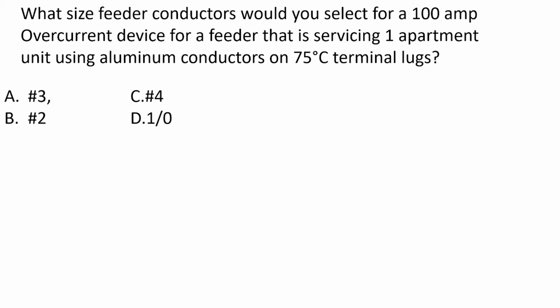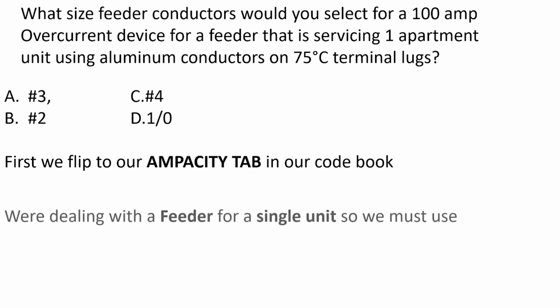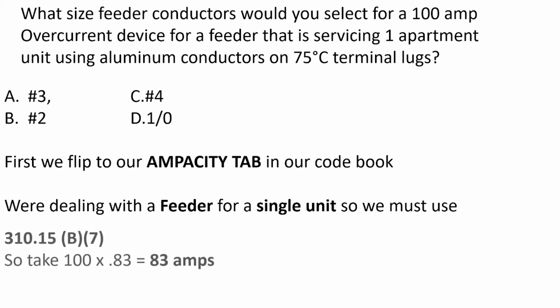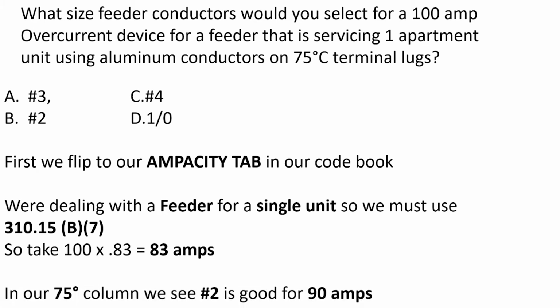What size feeder conductors would you select for a 100 amp overcurrent device for a feeder that is servicing one apartment using aluminum conductors on 75 degree terminals? First, we flip to our ampacity tab in our code book. We're dealing with a feeder for a single unit, so we must use 310.15(B)(7). So we take 100 and we multiply it by 0.83. That's going to give us 83 amps. In our 75 degree column for aluminum, we see that number 2 is good for 90 amps. And we select B.